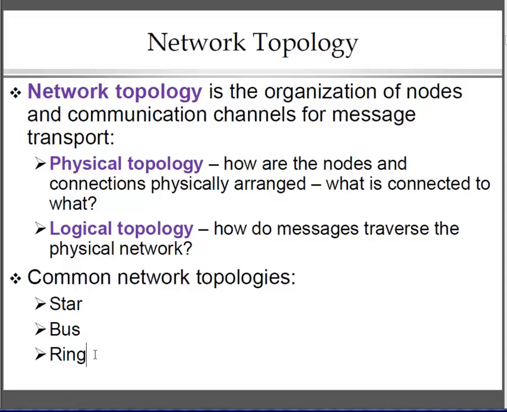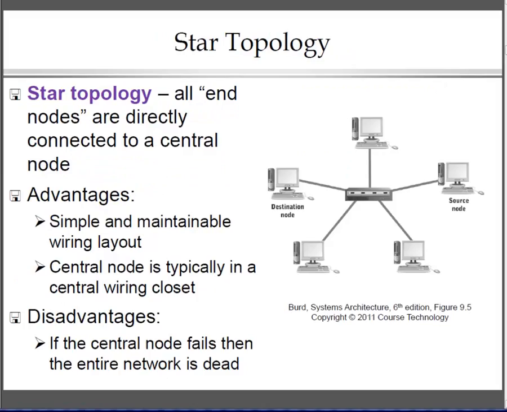So we need some sort of shared connection system, and the three most common shared connection systems are shown here in the bottom: star, bus, and ring, and they're actually listed in descending order of frequency. So star is by far the most common, bus is the next most common, ring used to be common, pretty much is not seen anymore, but I put it in here just for completeness. Okay, so let's start with star topology.